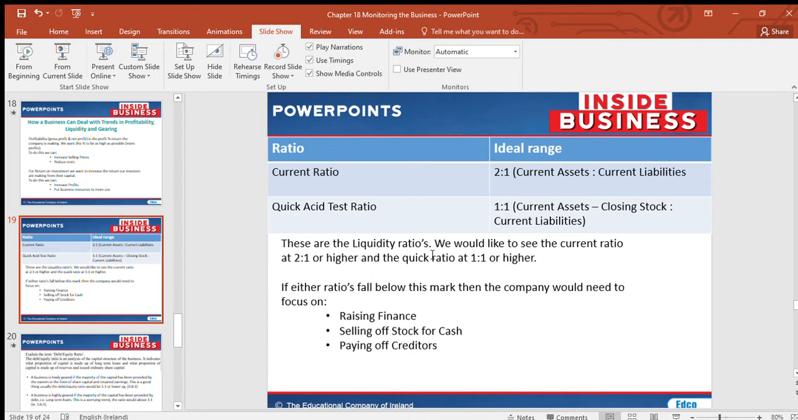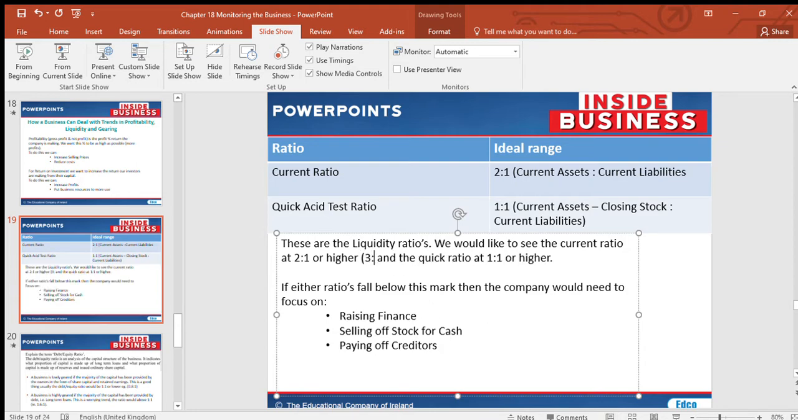So these two are our liquidity ratios, checking our liquidity. We would like to see the current ratio at 2:1 or higher. So what do we mean by higher? Higher could be something like 3:1. It's the assets that would be higher. And the quick asset test ratio, we would like that to be 1:1 or higher. Higher here might be something like 1.6:1. Obviously we want the asset side to be higher because the assets are the money that we own. It's the short-term items that we own, and the liabilities are short-term items that we owe. We do not want that to be high.